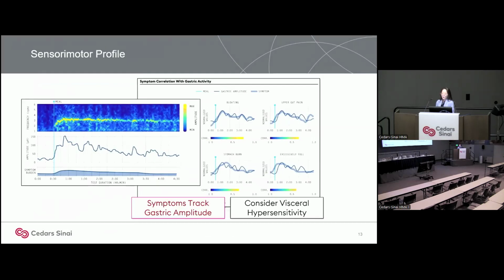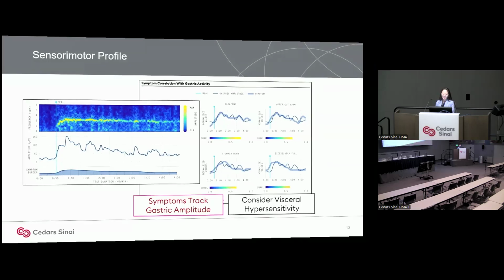Here we see what is referred to as a sensory motor profile. So the spectral analysis here is relatively normal. There's a normal rhythm index, a normal frequency, normal amplitude in the fed state. However, in this profile, you can see that the patients are reporting significant symptoms, and those symptoms track very well with the gastric amplitude, so correlation is significantly greater than 50%. When we see this, we think about visceral hypersensitivity as a cause of the patient's symptoms.